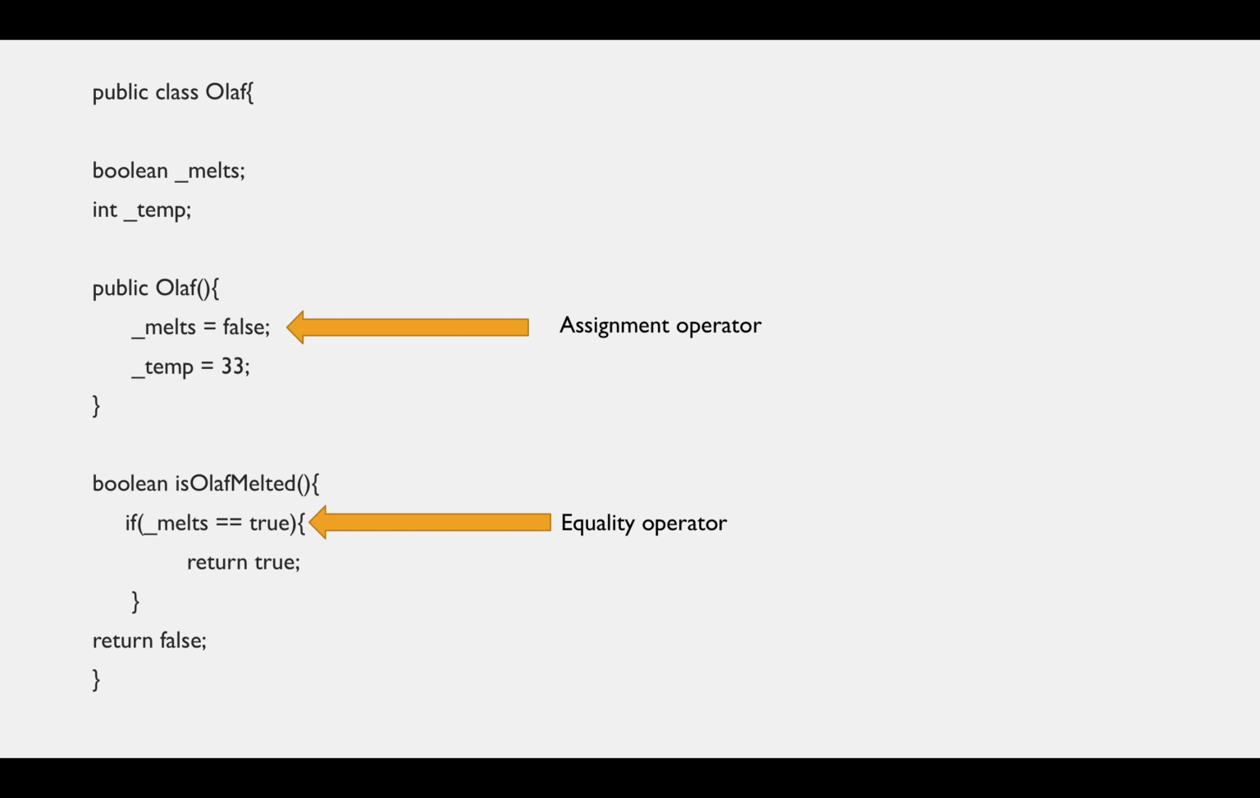So here's a slightly altered version of our Olaf class. First of all, like I pointed out, melts is equal to false. This is the assignment operator, where we're assigning the value of false to melts. In the isOlafMelted method, however, our if statement now reads if melts is equal to true. This is an example of using the equality operator, and you're asking if melts is equal to true, then to execute the code that is inside of the if body, which in this case is to return true.